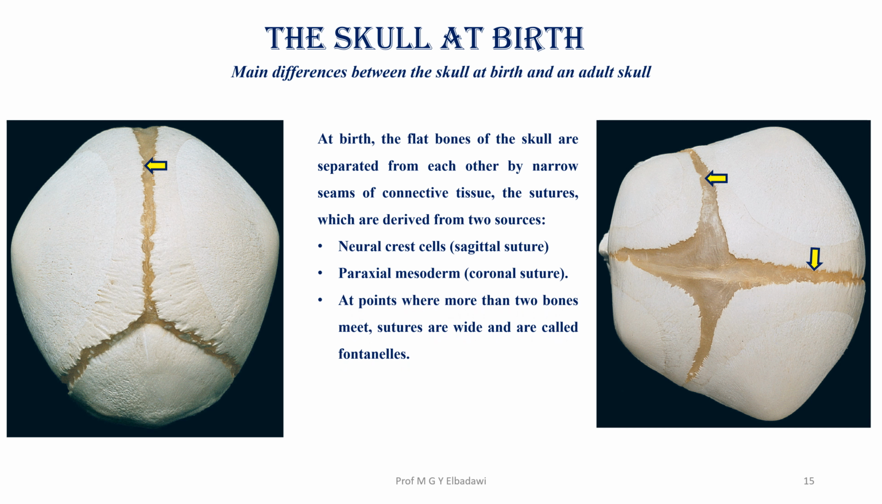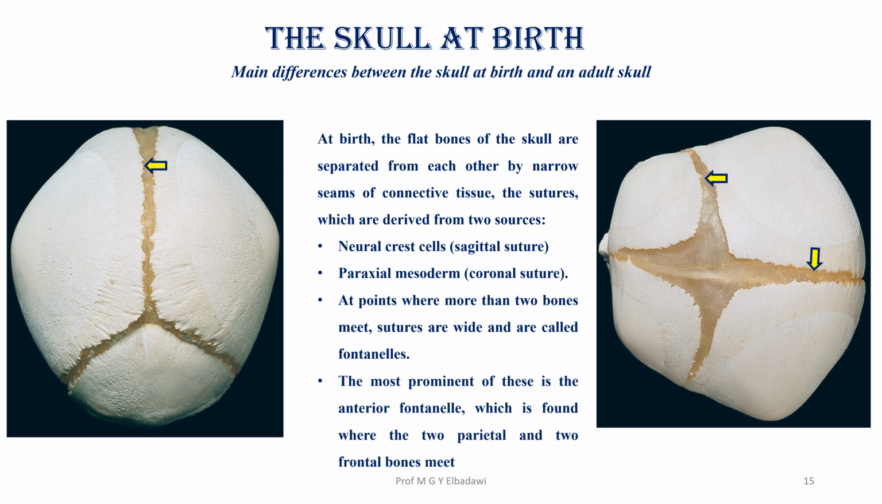Those sutures are at the point where more than two bones meet. Sutures that are wide are called fontanelles. The most prominent of these is the anterior fontanelle, which is found where the two parietal and the two temporal bones meet each other. That is the anterior fontanelle.